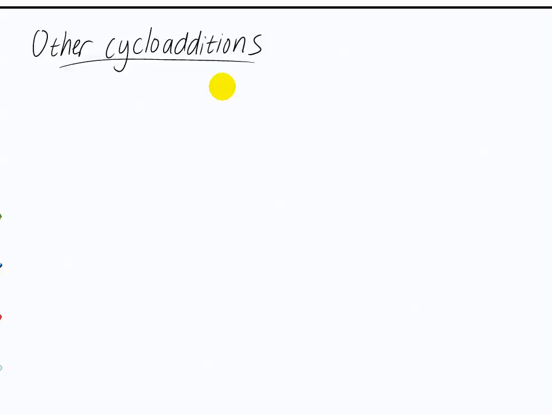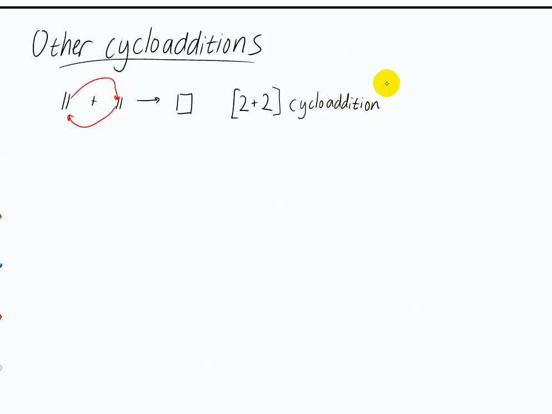For instance, here's another type of cycloaddition. Ethylene plus ethylene leads to cyclobutane. You can draw mechanistic arrows that would potentially do that. And this is called a 2+2 cycloaddition. The Diels-Alder reaction is a 4+2 cycloaddition. So we can say, are 2+2 cycloadditions symmetry allowed or not? Are they likely to happen or not?